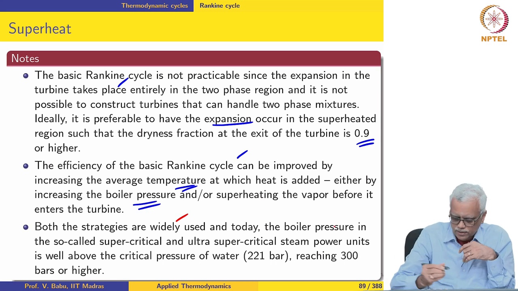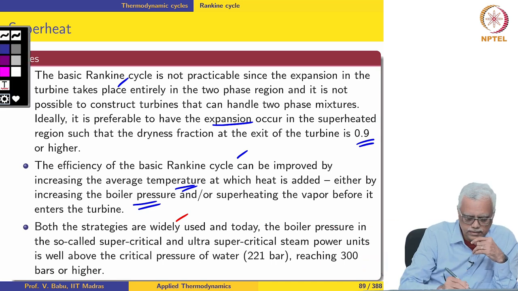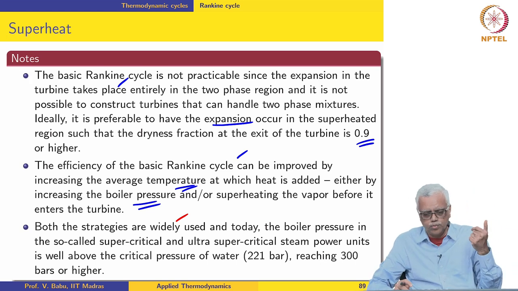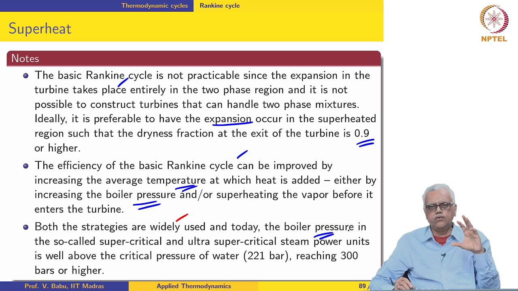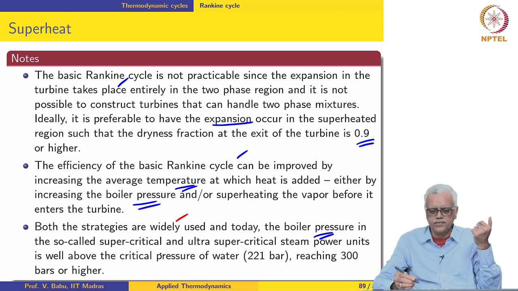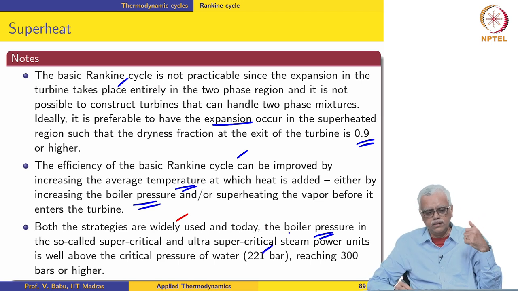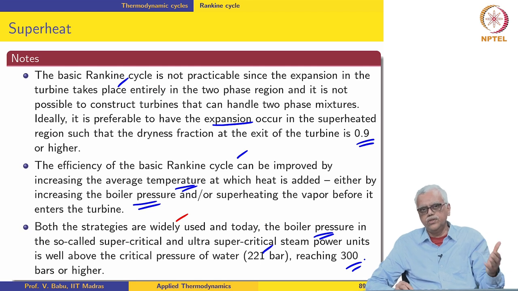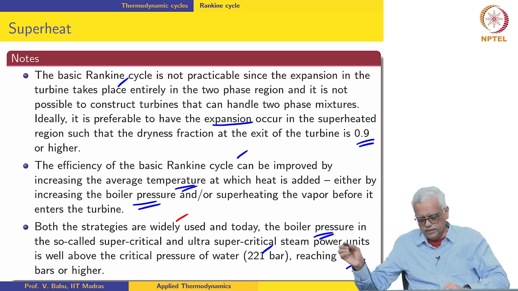Now, in reality today, both these strategies, namely increasing the boiler pressure and increasing the degree of superheat, are widely used. In fact, the boiler pressure of most modern installations today is higher than the critical pressure of water. So these are supercritical and ultra supercritical steam power units. The critical pressure for water is 221 bar. So most modern plants today operate at pressures of 300 bars or even above that. 300 would be supercritical. If it is even above 300, then it would be ultra supercritical. So the efficiency of these units can be quite high.